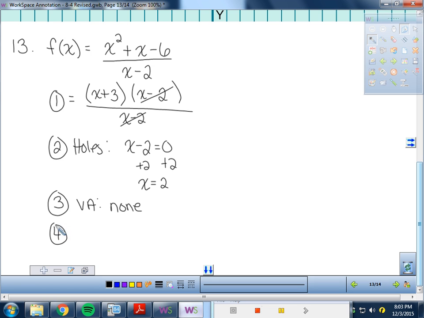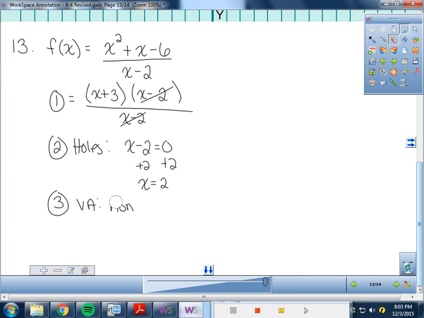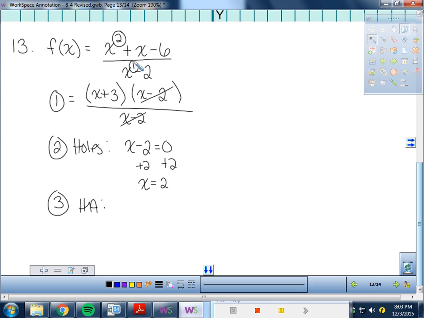Oh, I did that a step early. Horizontal asymptote. Compare your degrees. It's 2 on top, 1 on bottom. Since the top is bigger than the bottom, you don't have one. And then we've already established for my vertical asymptote that I don't have one of those because I have no denominator anymore.